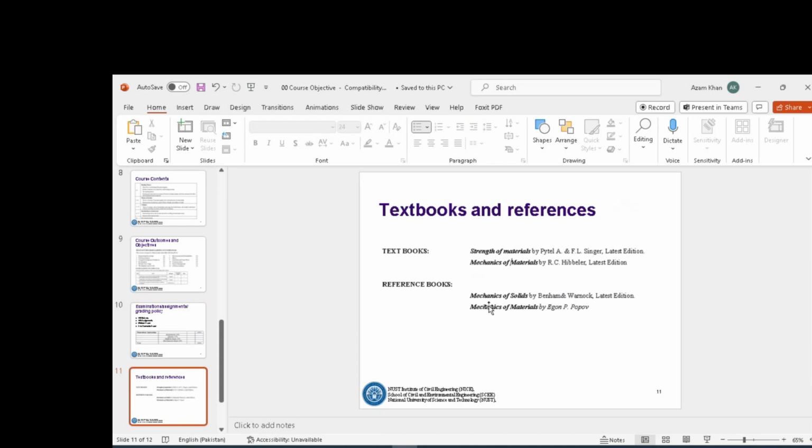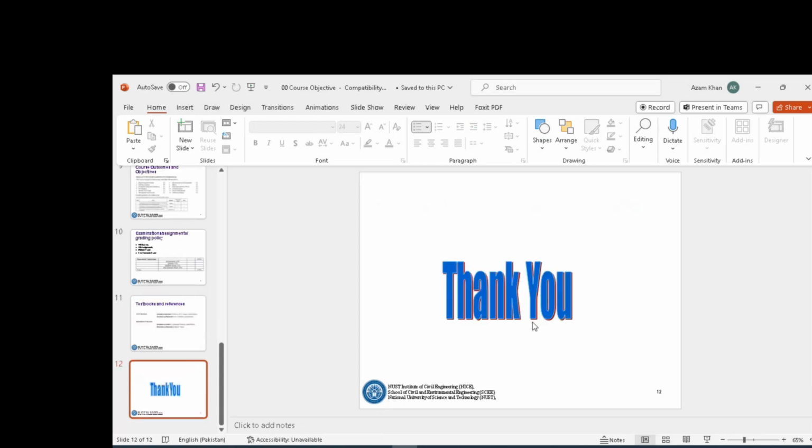So you can have other books also, very good books, Mechanics of Solids by Benham and Mechanics of Materials by Popov. These two are also very good reference books. But I think if you have a copy of these two books, that will be good for you.